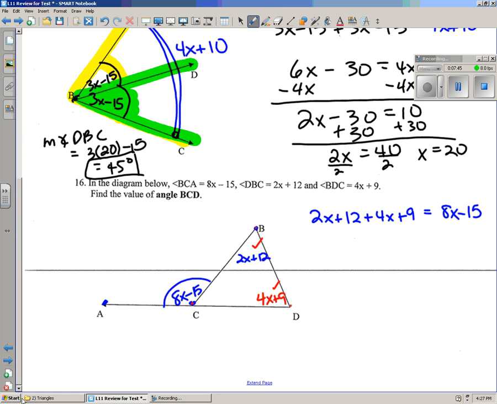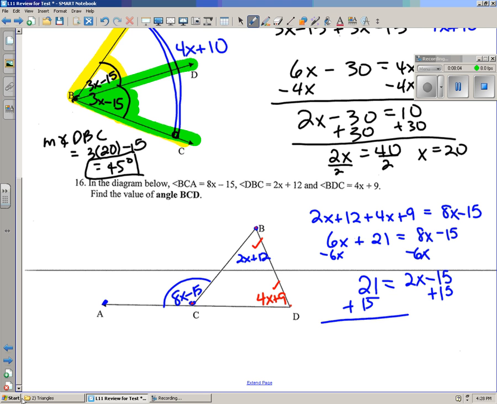So we get 2x plus 4x is 6x, plus 12 plus 9, which is 21, equals 8x minus 15. Subtract 6x from both sides, and we get 21 equals 2x minus 15. Adding 15 to both sides, we get 36 equals 2x. Divide by 2, and x is 18. Again, this is an intermediate answer, not our final answer.